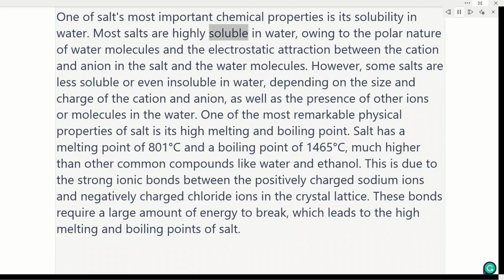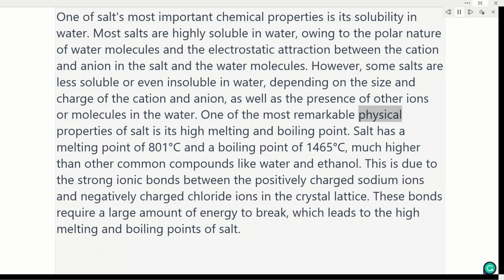Most salts are highly soluble in water, owing to the polar nature of water molecules and the electrostatic attraction between the cation and anion in the salt and the water molecules. However, some salts are less soluble or even insoluble in water, depending on the size and charge of the cation and anion, as well as the presence of other ions or molecules in the water.